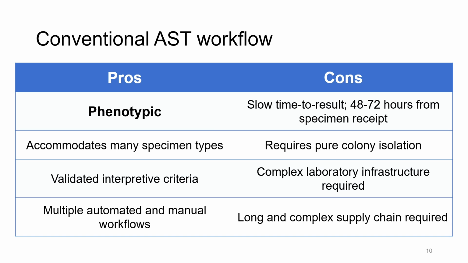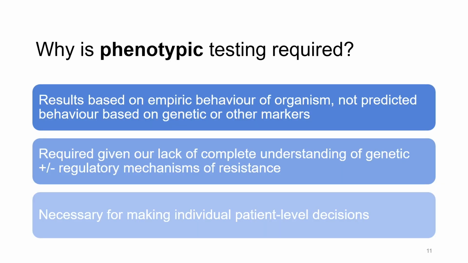But it is a slow thing, so it can take up to 72 hours, as I mentioned, and it requires that pure colony to be isolated first. And it really requires a pretty complicated lab and a pretty complicated supply chain. So as I mentioned already, with the phenotypic testing, this is sort of our gold standard of testing in the lab to make individual patient-level decisions, because we're not making any assumptions about genetics here.